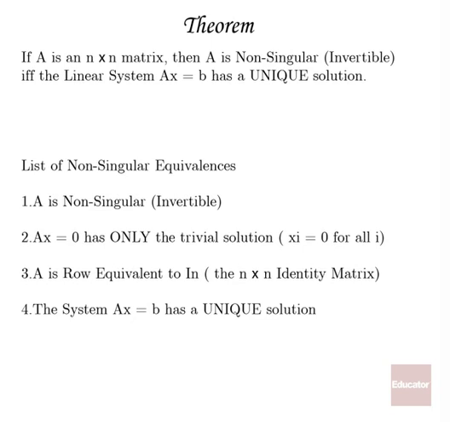Let's start with a theorem first, though. If A is an n by n matrix, then A is non-singular or invertible if and only if the linear system AX equals B has a unique solution. That was that thing that we did when we multiplied on the left by the inverse. So this if and only if, again, just means that it goes in both directions. If A is non-singular, that means that the system AX equals B has a unique solution. The other way, if AX equals B has a unique solution, that means that A is non-singular.